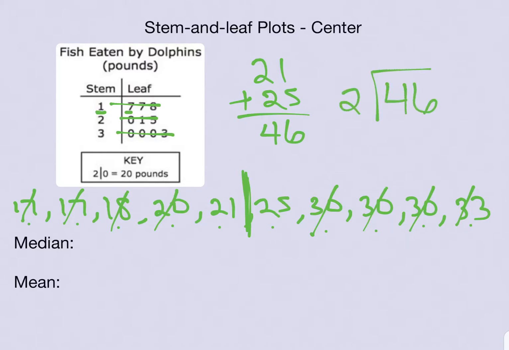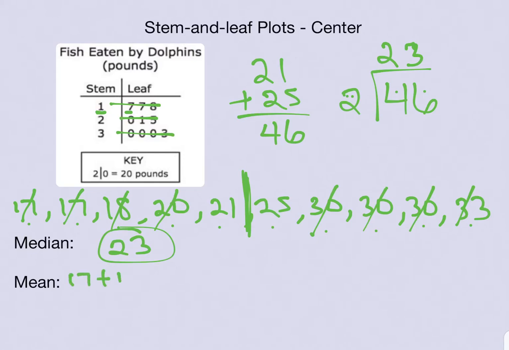46 is an easier number to divide by 2 because both digits are even, which means 4 divided by 2 is 2, and 6 divided by 2 is 3. So our median is 23, which is also directly in the middle of 21 and 25 if you were to put it on a number line. Okay, now for the mean. Based on the data points we have here, what do you think the mean of this data set is?